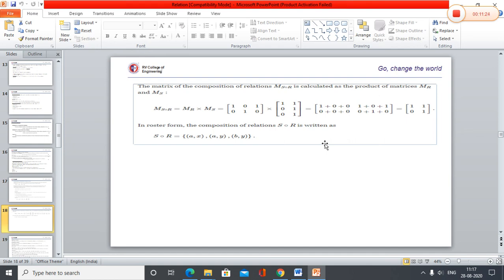So that's all about the equivalence relation, partial order, and then operation and this composition of relation. Thank you.